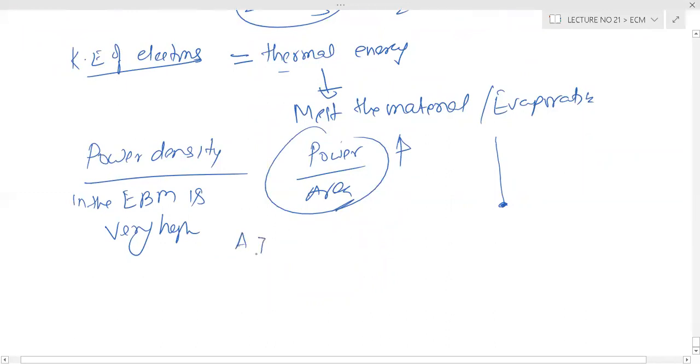And you know, in AJM or WJM, that is the water jet, these we call mechanical jets.